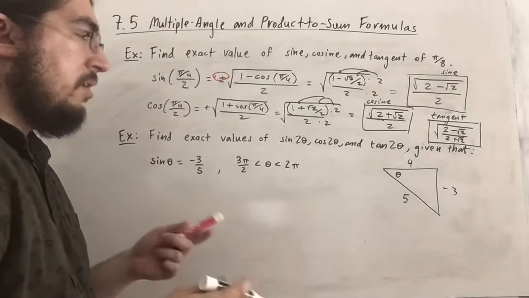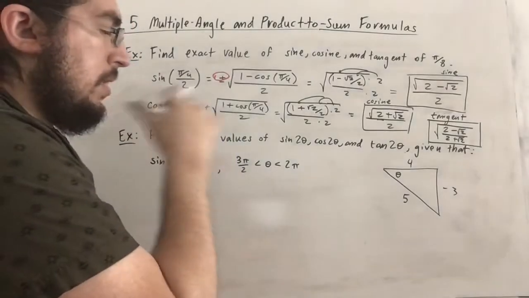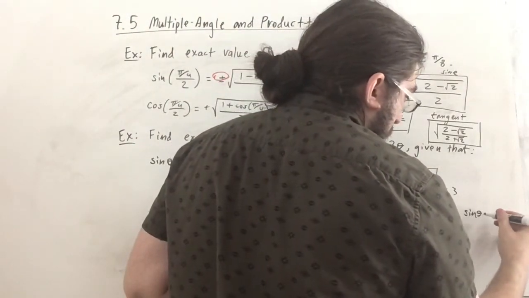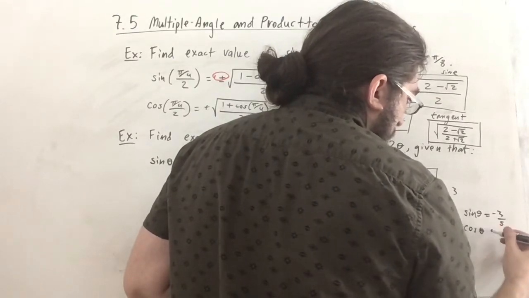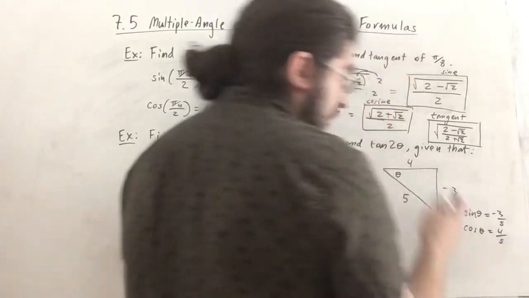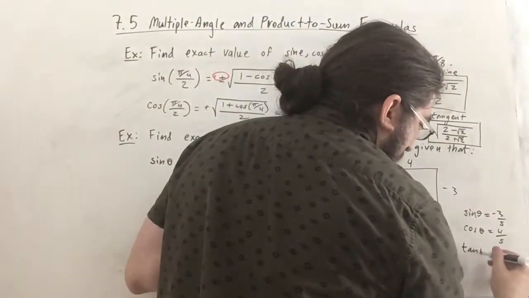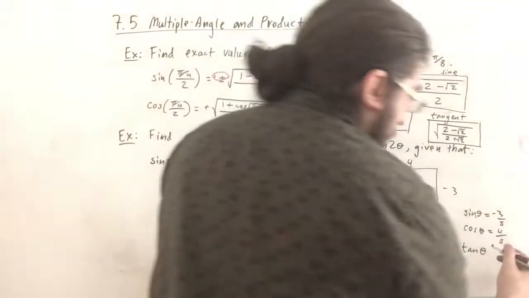Good. And now we can find all of the other ones. So we know sine is negative 3 over 5, that was given. Now we know cosine is 4 over 5 because it's adjacent over hypotenuse. And tangent is then what? Tangent would be opposite over adjacent, which is negative 3 over 4.